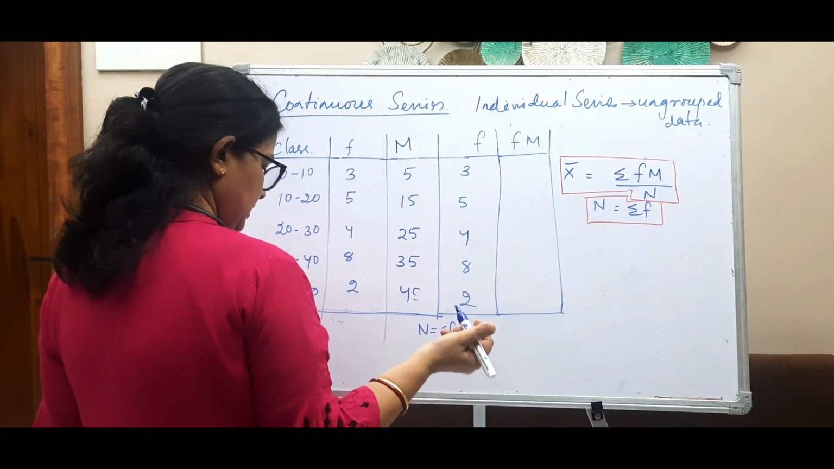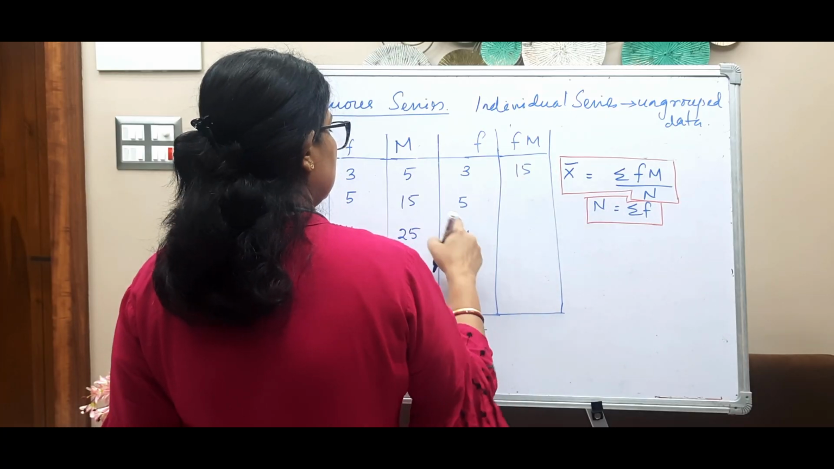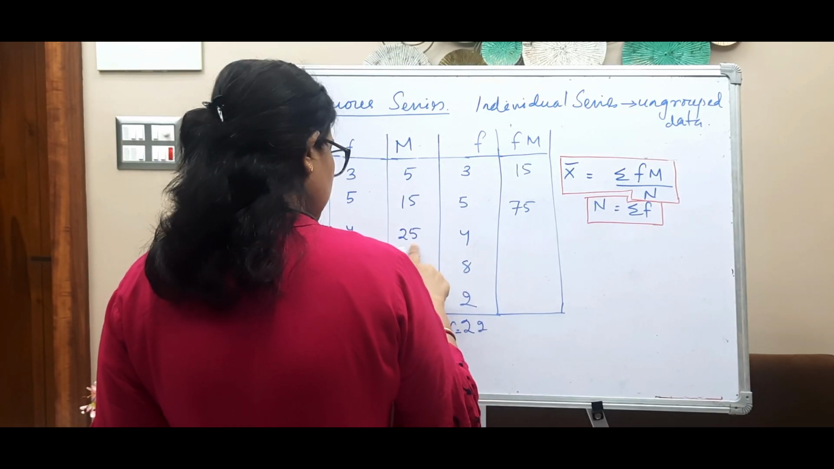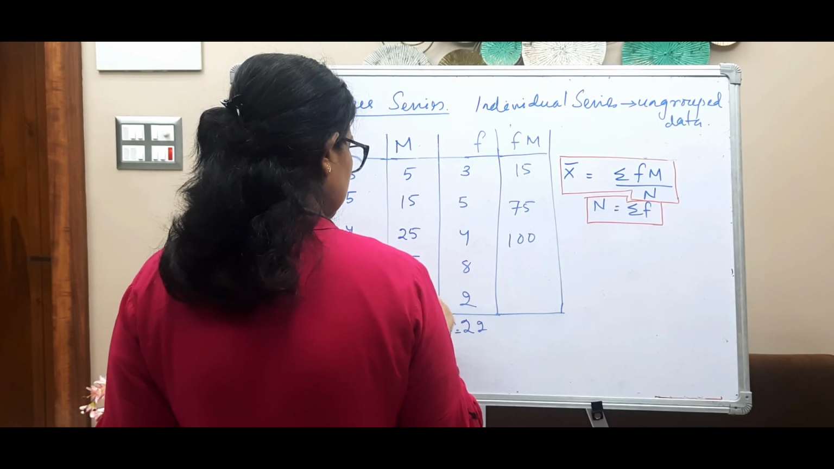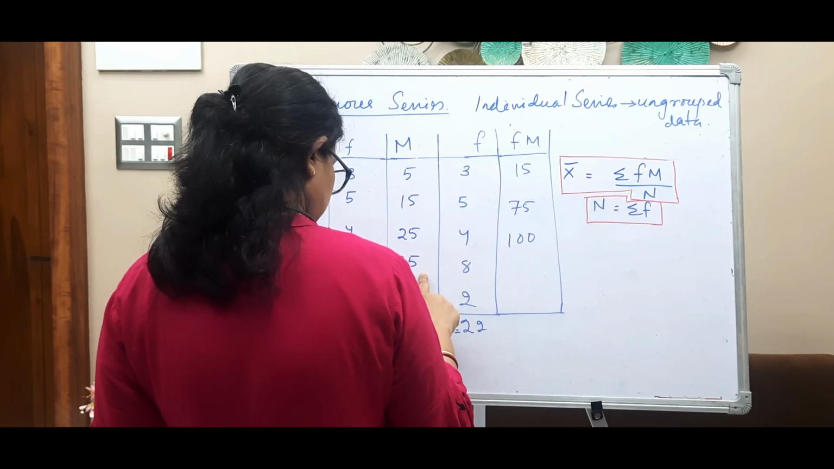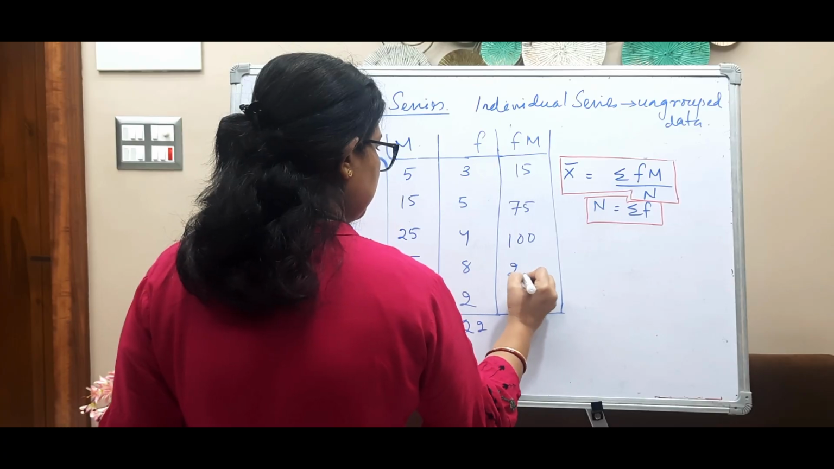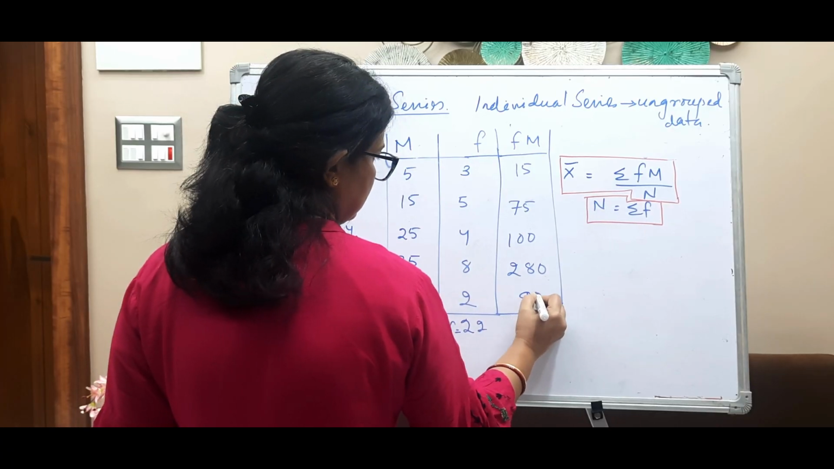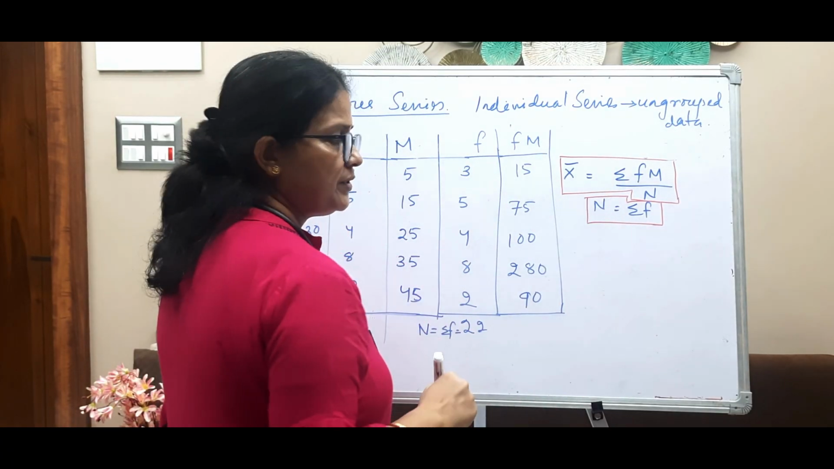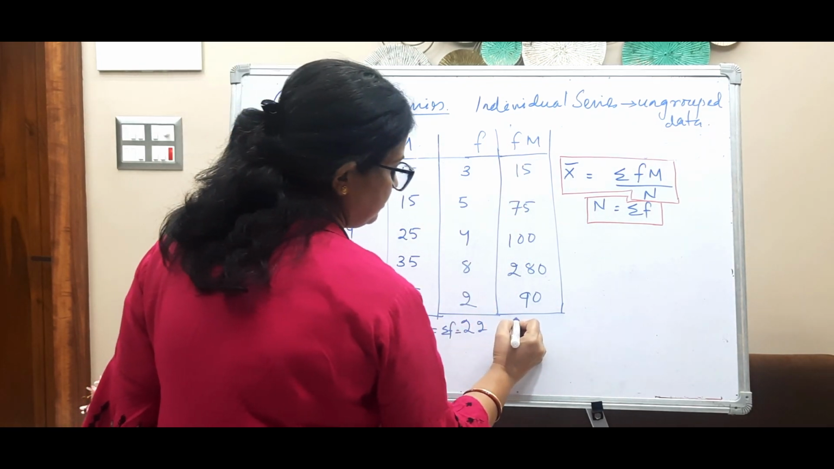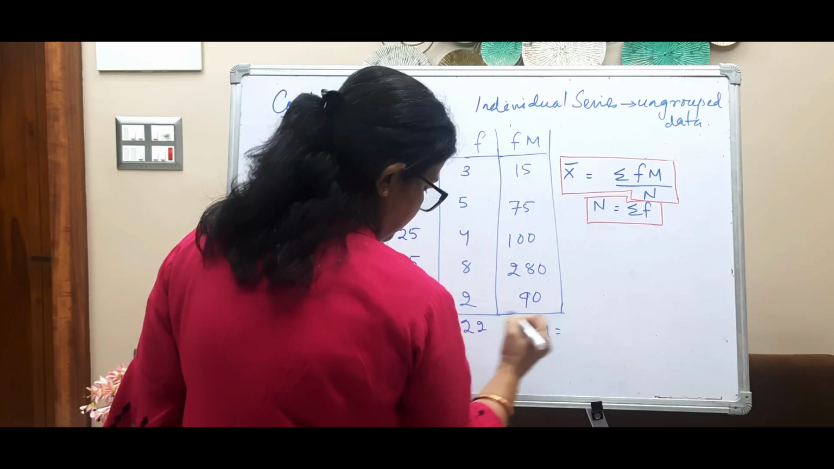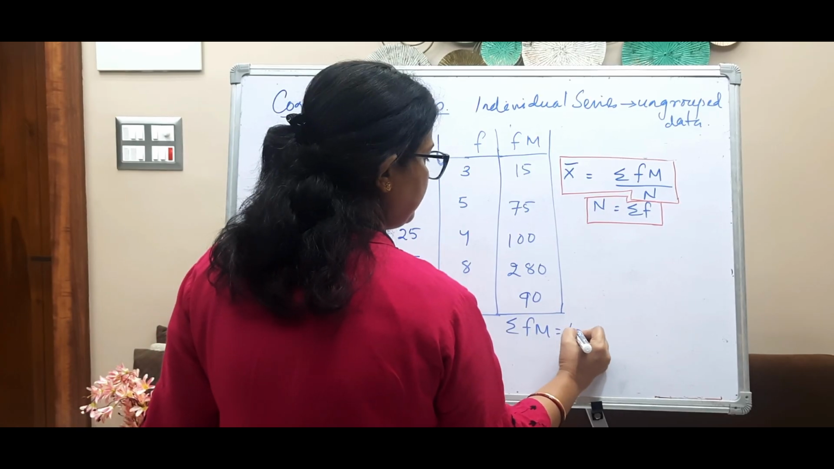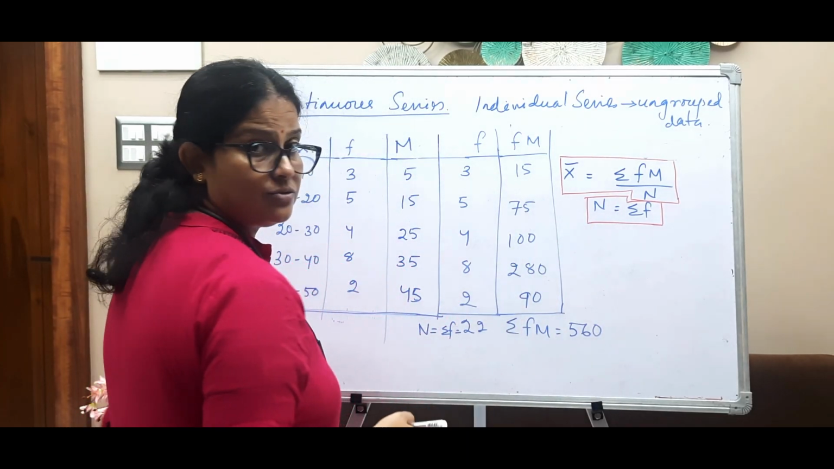So 5 into 3 is 15. 15 into 5 is 75. 25 into 4 is 100. 35 into 8 is 280. Then 45 into 2 is 90. How are we going to calculate sigma of fm? We go on adding all the values, and if we add all the values, we get 560 here. Let us put all the values into the formula.